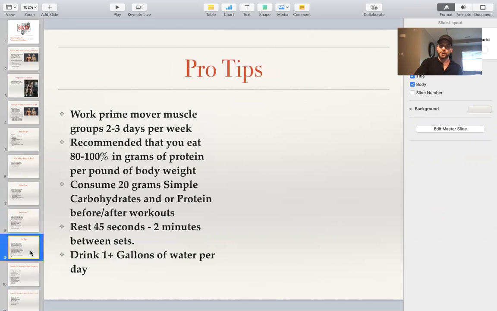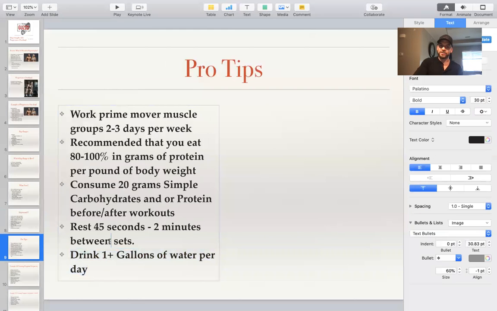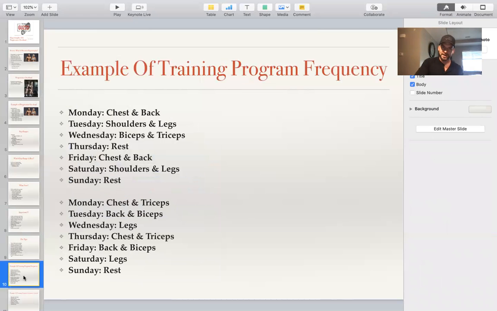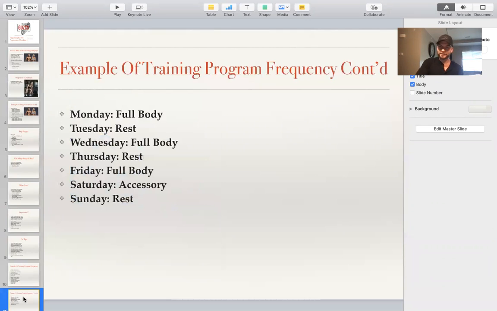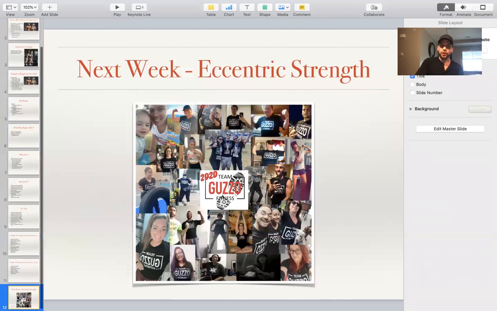Pro tips: drink a gallon plus of water per day, rest 45 seconds to 2 minutes in between sets. You can consume 20 grams of carbs and or protein pre or post workout. You want to consume 80 to 100% of grams of protein per pound of body weight. And then you want to work your prime movers 2 to 3 times per week to get optimal results. As far as examples of training, here they are right there. And that's it, guys. So hopefully that all makes sense.